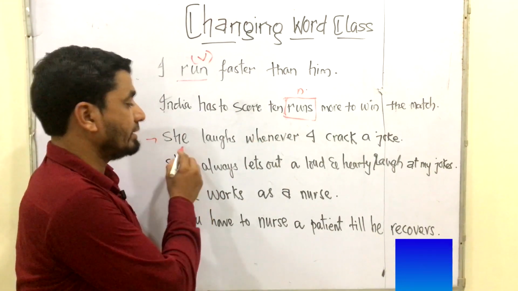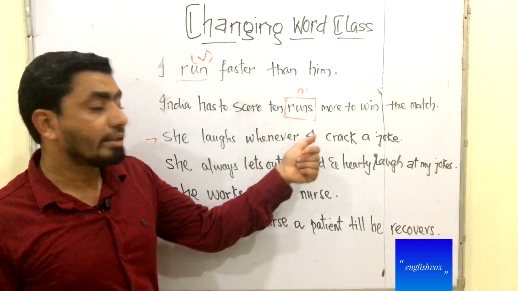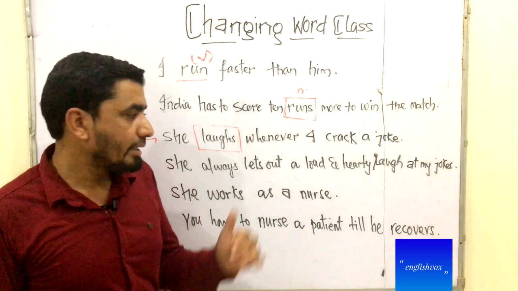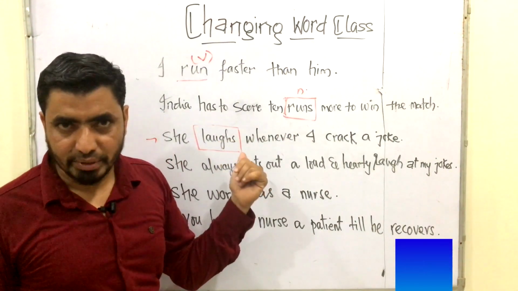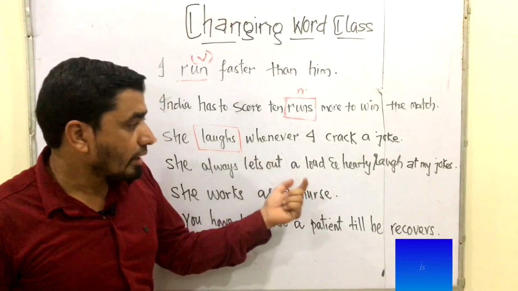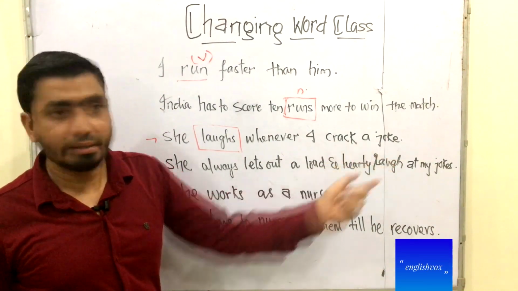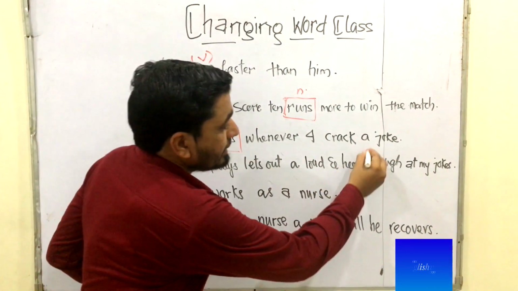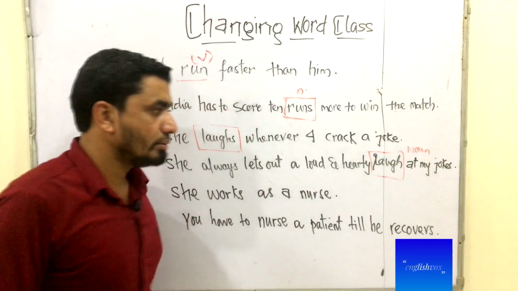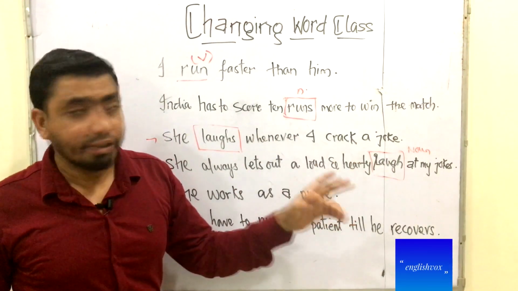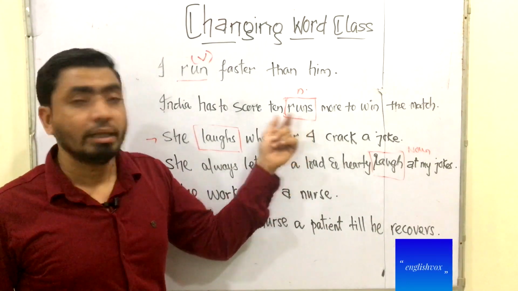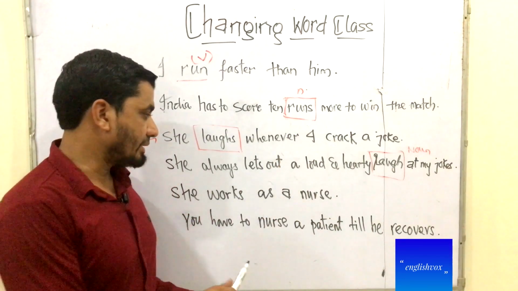In another example you can see: she laughs whenever I crack a joke. So here laugh is used as a verb. Again its word class is verb in this sentence. And in this sentence, she always lets out a loud and hearty laugh at my jokes. So here this word laugh is used as a noun. You can also see that the words are the same, without adding anything. The same words are used as noun and verb in different sentences, depending on the context.